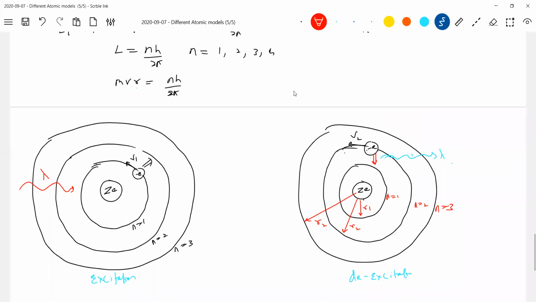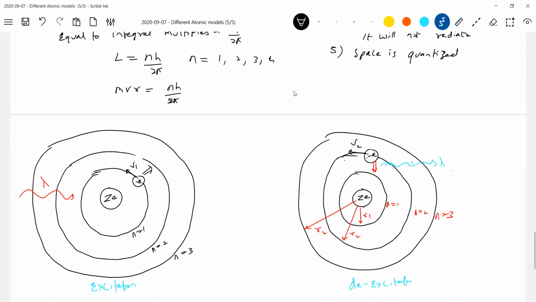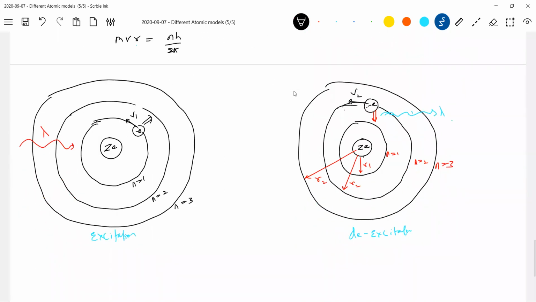He proposed that these are the only specific states. The electron cannot be at all distances. Only at some specific distances from the nucleus can it be located. Therefore, it is like space is quantized. So what he proposed is that space is quantized. He didn't say it explicitly, but even the space is also quantized. It means the electron cannot be accommodated at all distances from the nucleus, only at some specific locations. So he proposed that space is quantized here.